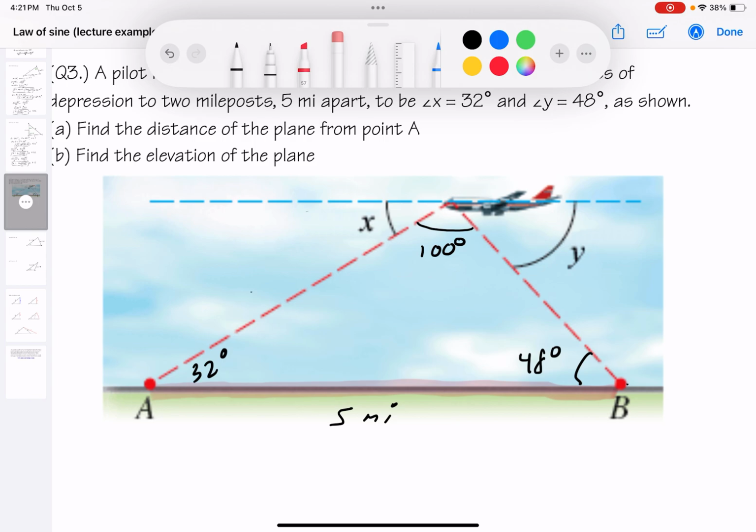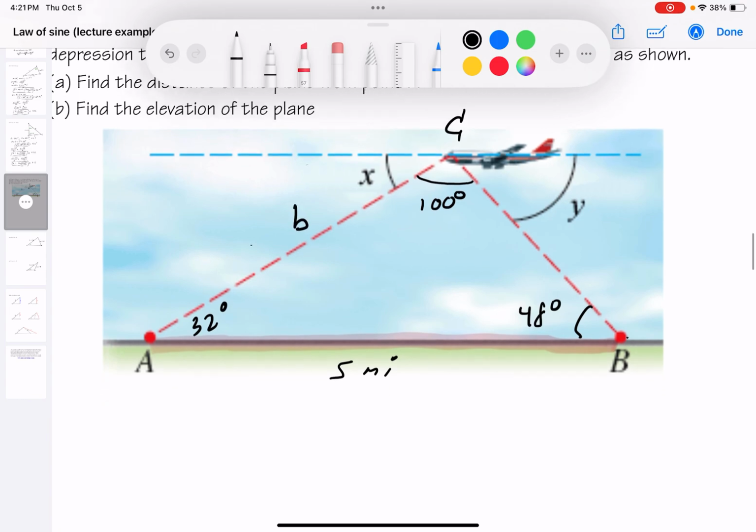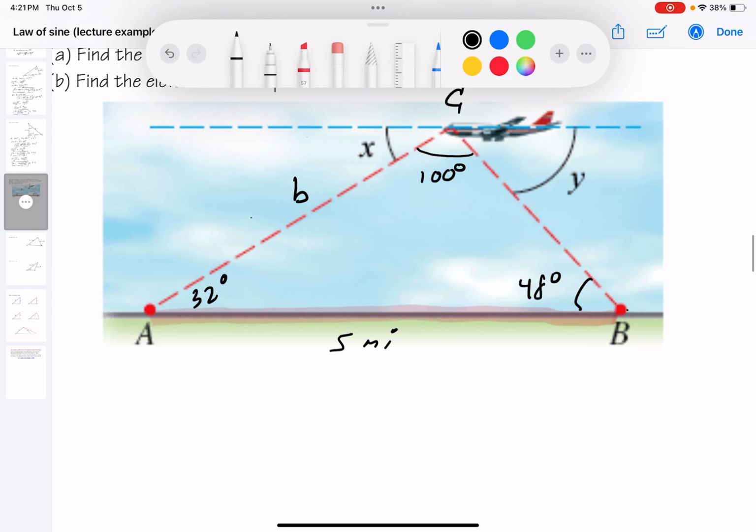And I'm going to say, okay, let's put this down. This is going to be angle C now. And this is going to be side B. And the distance to A is the length of B. So I'm going to write this down. So it's going to be sine. I'm actually going to write the numbers down now.